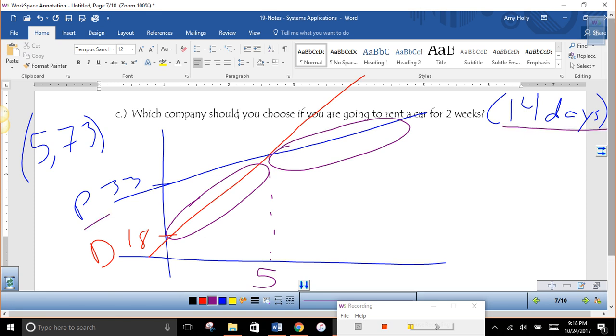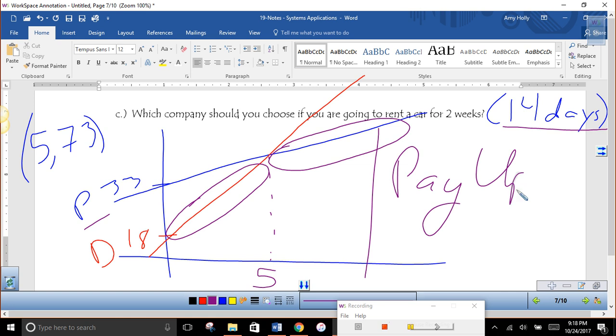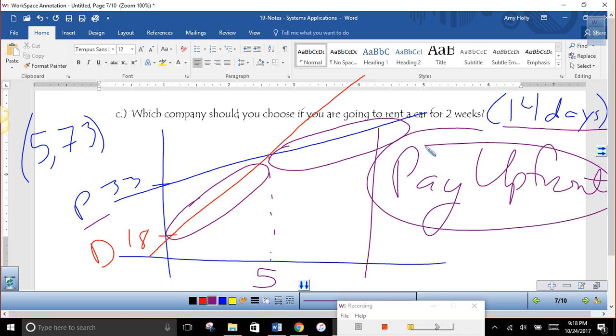So since we want 14 days and that's after this point, we are going to choose pay up front. If you logic your way through it like that, it's kind of nice because you don't have to plug them into those equations, but you can always plug them into both equations to double check as well.